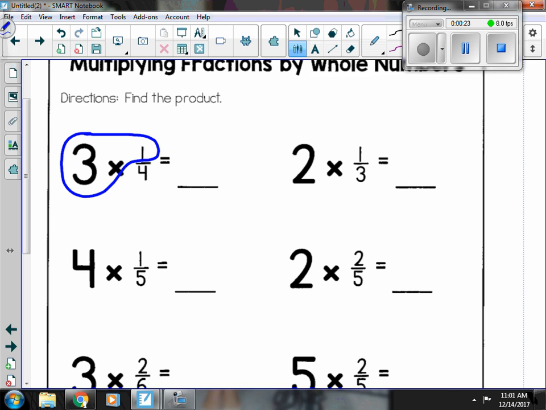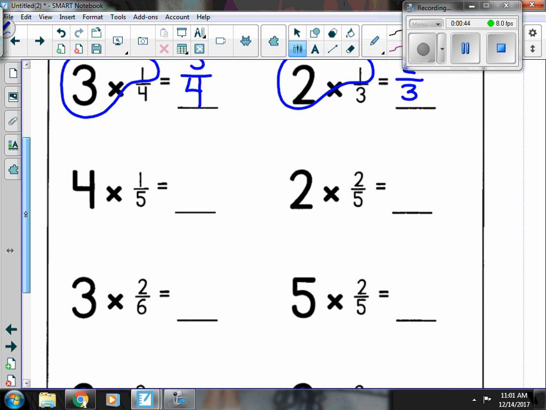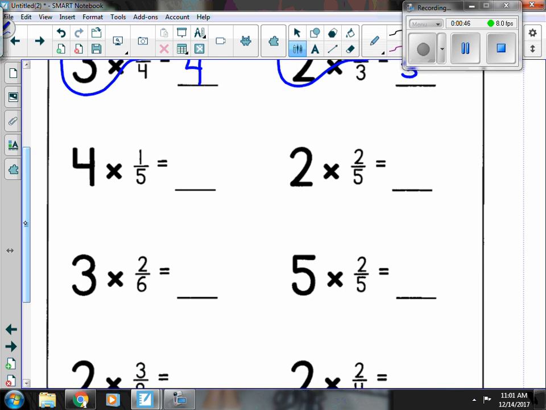My denominator doesn't change. So 3 times 1 is 3, and my denominator is still a 4. Again, multiply just the whole number by the numerator. 2 times 1 is 2, and my denominator is 3. On these instances, there is no more division step. Sometimes, as we see later on, we might have to divide to find that mixed number or whole number that it's turning into.